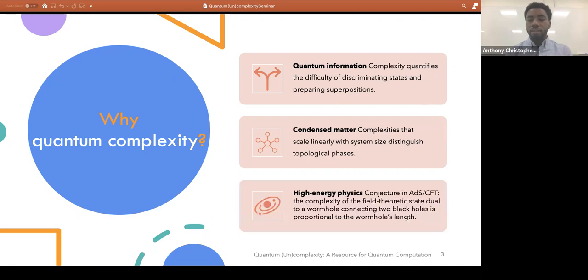And lastly, in high energy theory, there is a conjecture in AdS/CFT. So if I have the state of a wormhole connecting two black holes in the bulk, I can look at its dual field theoretic state. And the complexity of that field theoretic state is conjectured to be proportional to the wormhole's length. This is coming from work that I'll reference later by Brown and Susskind, in which the notion of uncomplexity was first really investigated in detail.